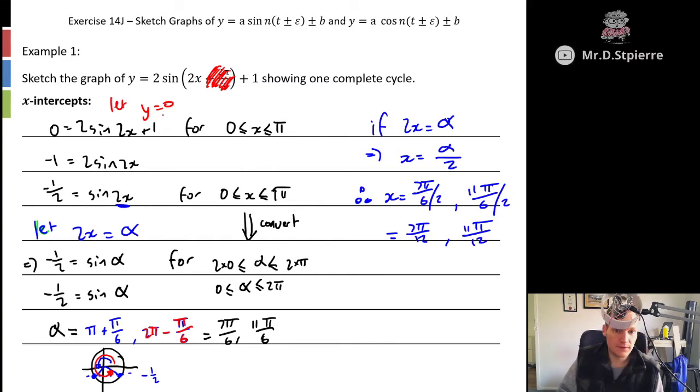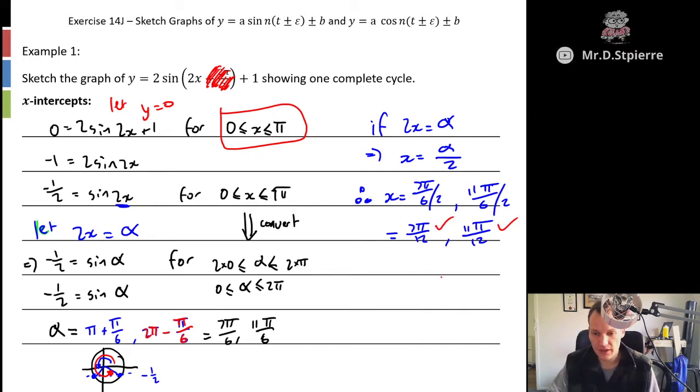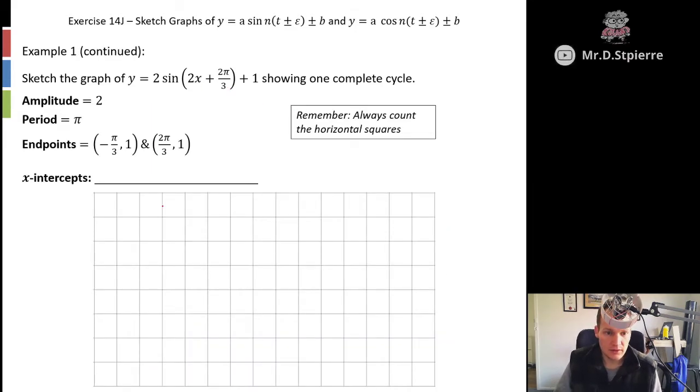And now, does that fit within our original domain? Yes, it does. 7 pi on 12 and 11 pi on 12 work. So they are our x-intercepts. So our endpoints we need to fix up. That was pi, and our endpoints we said were 7 pi on 12 and 11 pi on 12.